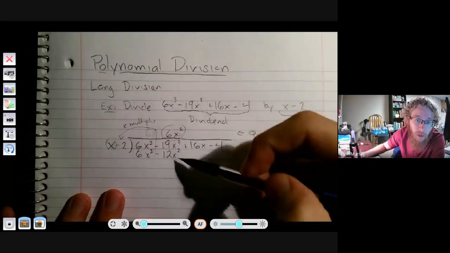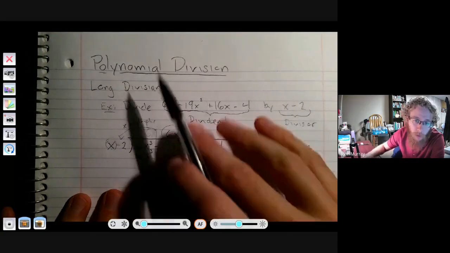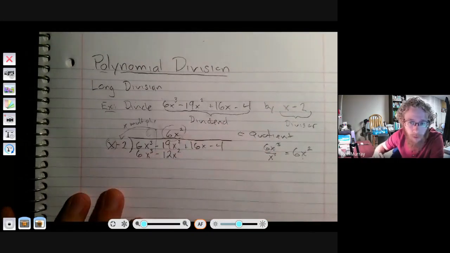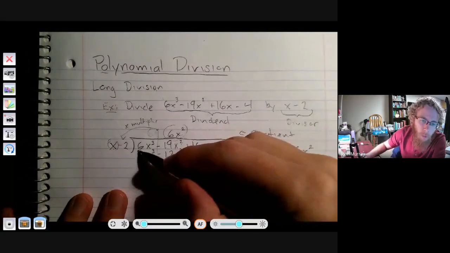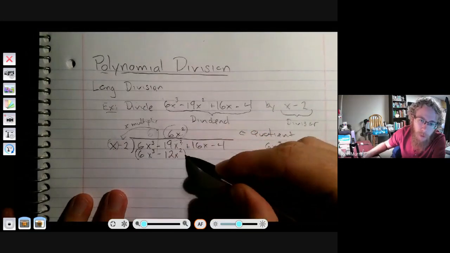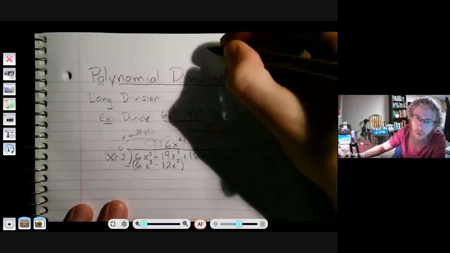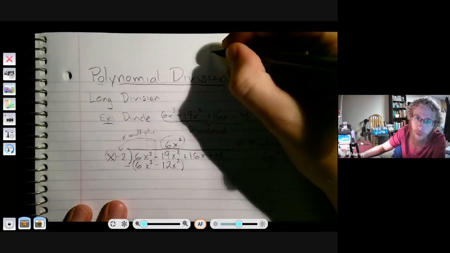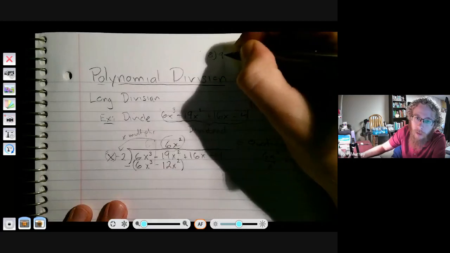Now down here, these have to line up with their correct exponents. If you didn't have it in the right order, this wouldn't make sense. Okay, so we got that part done. Now I'm going to put this in parentheses, and we're going to subtract, right? Because if we're doing normal long division, I know it's probably been forever since you've done this.